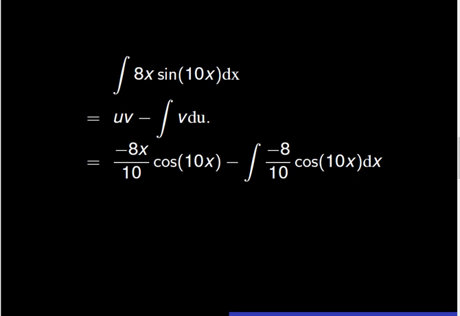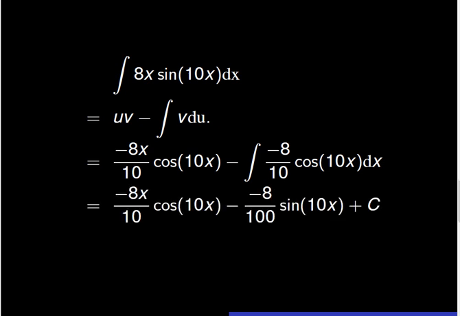v du. When we replace u, v, and du by their corresponding values, we see that the integral of 8x times sine of 10x dx is equal to the fraction minus 8x over 10 times cosine of 10x minus the integral of the fraction minus 8 over 10 times cosine of 10x dx. The integral is equal to the fraction minus 8x over 10 times cosine of 10x, minus the fraction minus 8 over 100 times sine of 10x, plus a constant c.